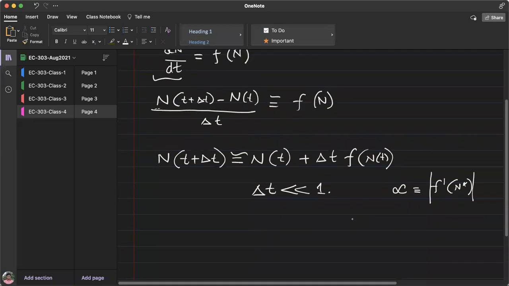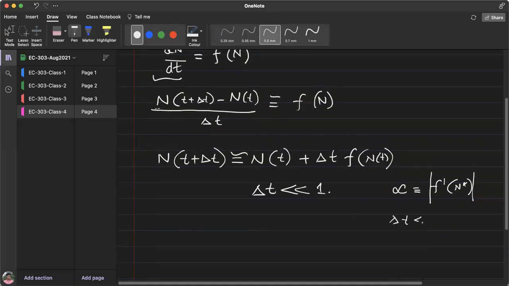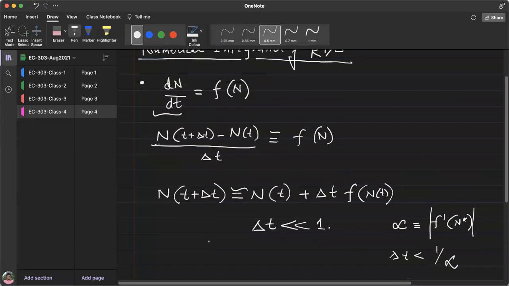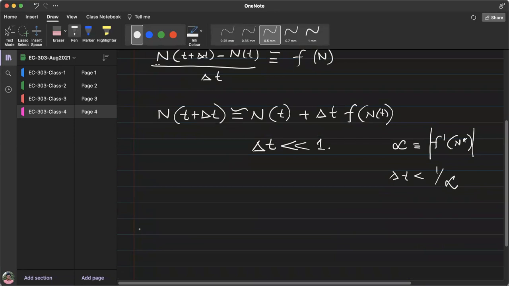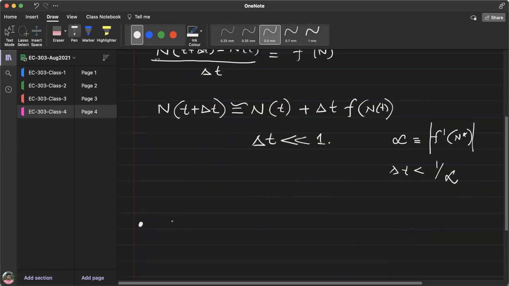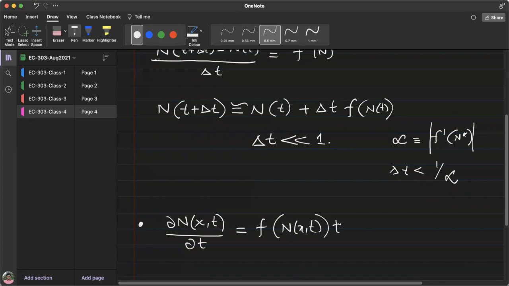So delta t is also less than 1 over alpha. This was the broad rule of thumb we used. So what about the reaction diffusion equation? We again follow the same principle. The left hand side we write down the exact same way, except that now we have space, so we have to do it carefully. Let me show it for 1 dimension, but the same idea holds true for 2 dimensions.